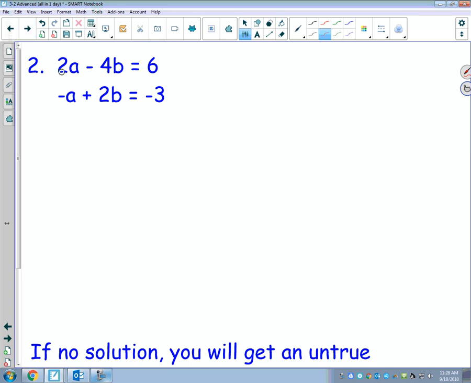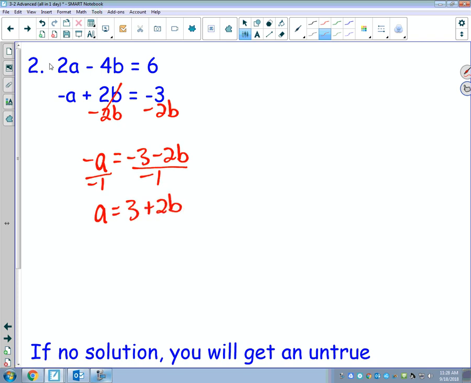Honestly, on this one, you could solve for a because we could just divide by 2 here. On this one, I could solve for a by dividing by a negative 1 at the end. So I'm going to solve for the bottom one. If you solve differently, we should still get the same answer. So if I'm going to solve for a in the bottom, I'm going to subtract 2b over. So I get negative a equals negative 3 minus 2b. But I need to get the a by itself. So I'm just going to divide everything by a negative to make that positive 3 plus 2b.